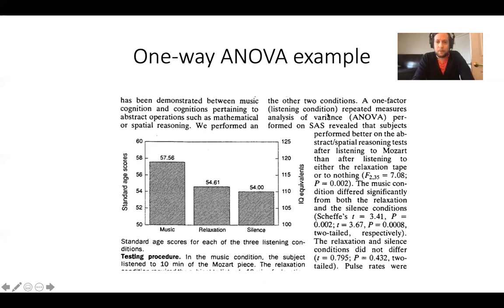The repeated measures one-way, it's a one factor or one-way analysis of variance because we just have that one factor, which they called listening condition, composed of these three levels, three conditions. It revealed that subjects performed better on the spatial task after listening to Mozart than after listening to either the relaxation tape or after listening to nothing, that is, after silence. And so there's the results of the one-way ANOVA. The one-way ANOVA in this case is comparing these three means simultaneously. All three of these means are being compared.